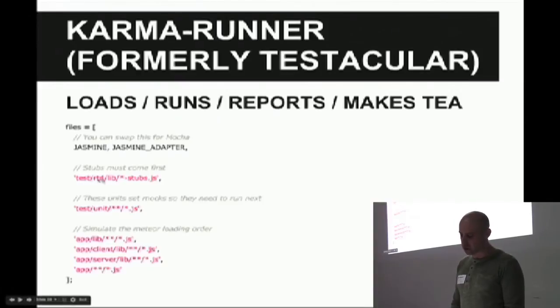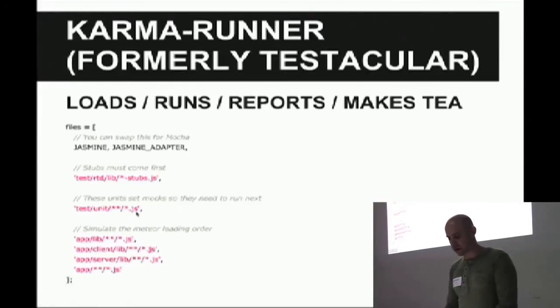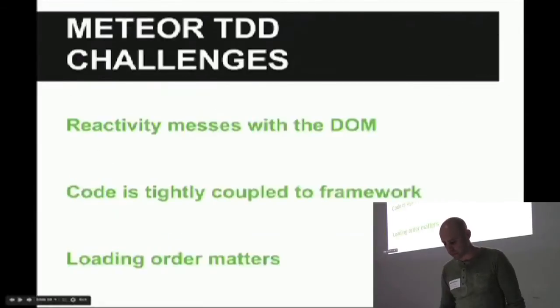So the first thing we do is we load anything that we've stubbed. We've got Meteor stubs, we've got jQuery stubs, and then the next thing is to load the unit tests, because the unit tests, as you remember, will do things like template.stub, so that has to happen first. And then finally it will load the code in the same order that Meteor would otherwise load the code. And that's how we solved the three main challenges that we had with Meteor.